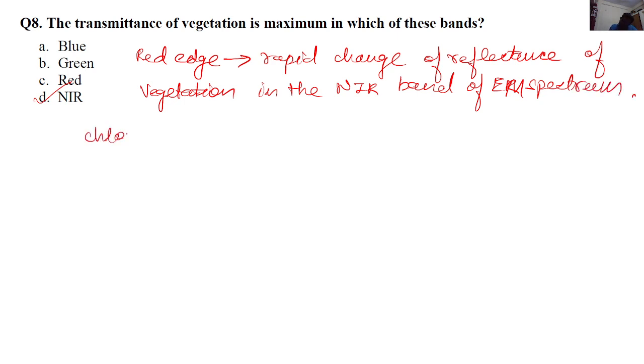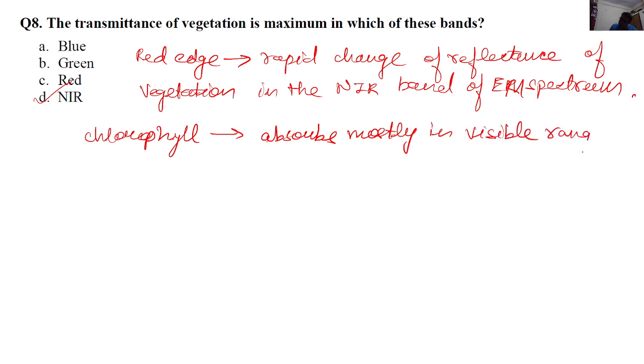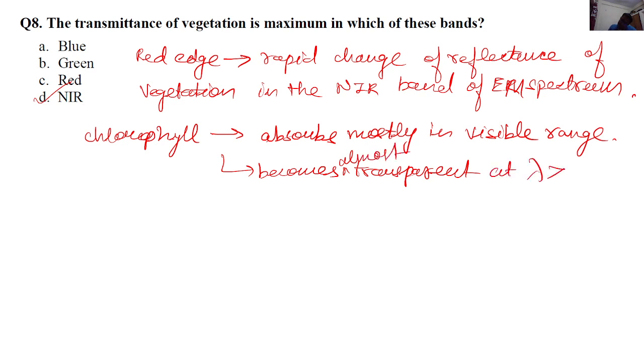Now, chlorophyll, we know that it absorbs light, absorbs energy mostly in the visible range, and it becomes almost transparent at a wavelength range greater than 0.7 micron.